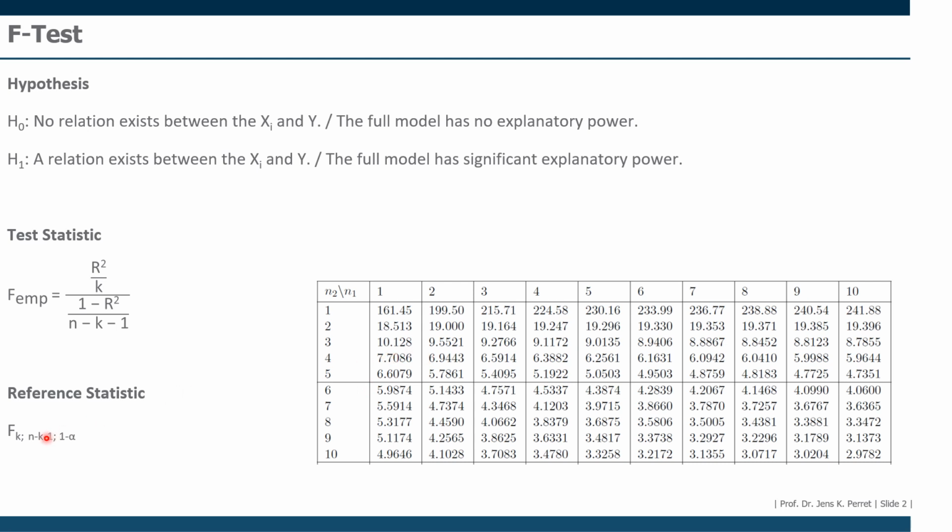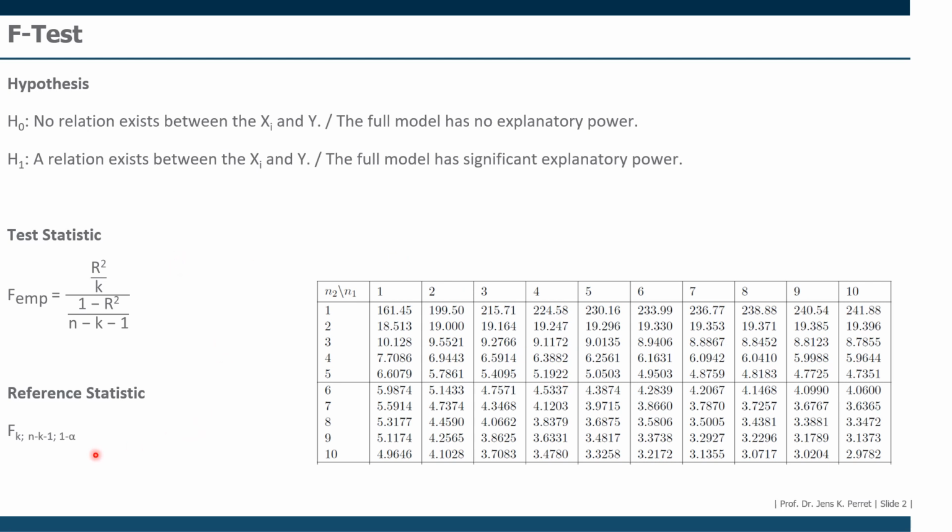Well, if you look up this value, you take a look at the first one, the k. The k tells us what's the respective column we're using here. Then you take a look at the n minus k minus 1. That tells you which row you're using. And then you look up the respective value. Well, that's basically everything there is regarding the F-test.